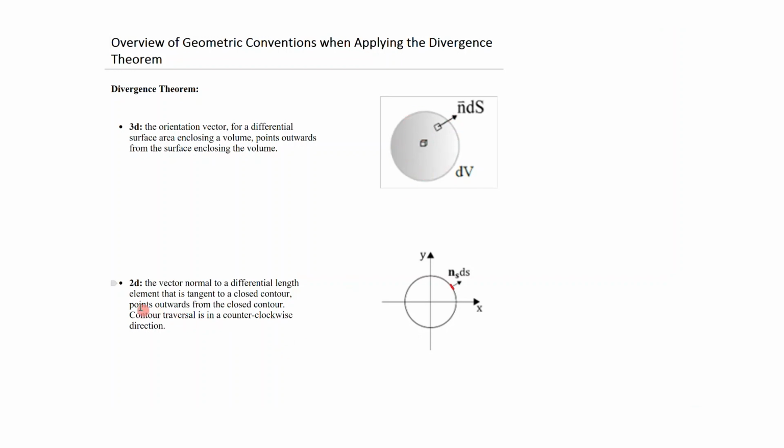In 2D, we're talking about a contour which is enclosing an area. In this case, what we're looking at is the normal to this contour, which is shown here. It's assumed that when we do an actual integration, we're integrating in a counterclockwise direction around the contour. These are things to keep in mind. We're going to be mostly focusing on the divergence theorem in 3D.